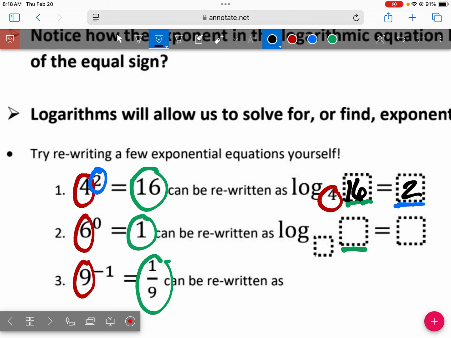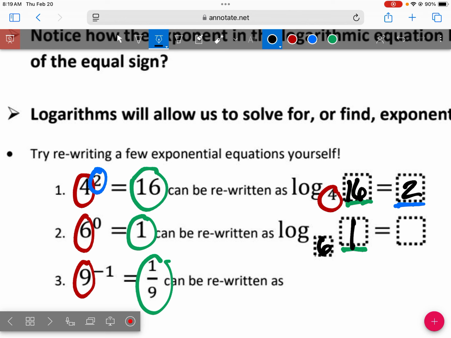For question number 2, it says 6 to the power of 0 equals 1. All right, what do you think the number is that I'm going to put in this box closest to the log? 6. Then it's my answer. So what answer did I get? 1. And it equals the exponent. And what was the exponent? 0. Okay, y'all catching on fast.